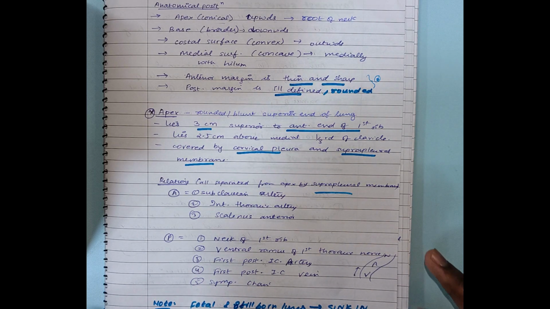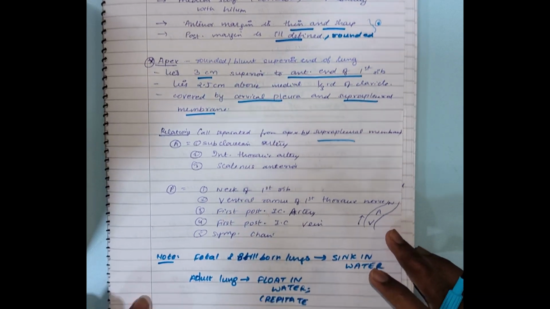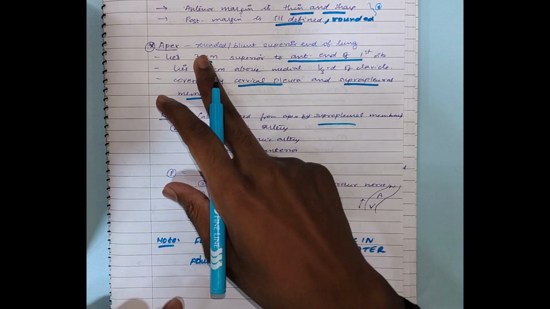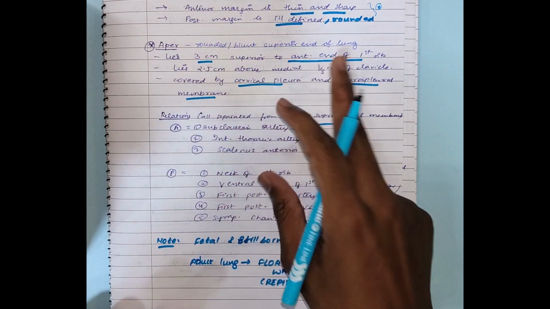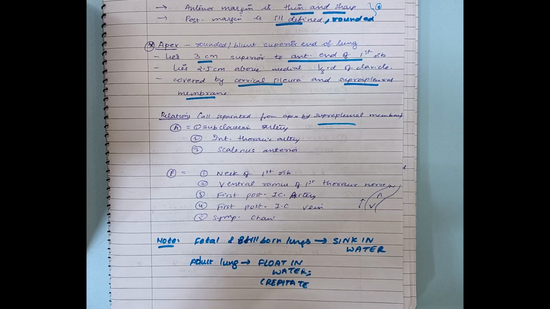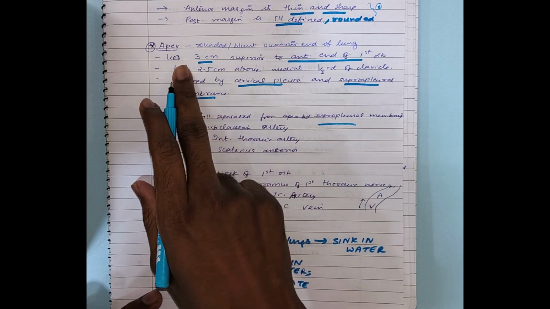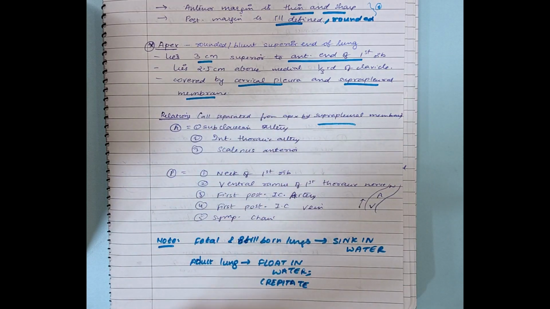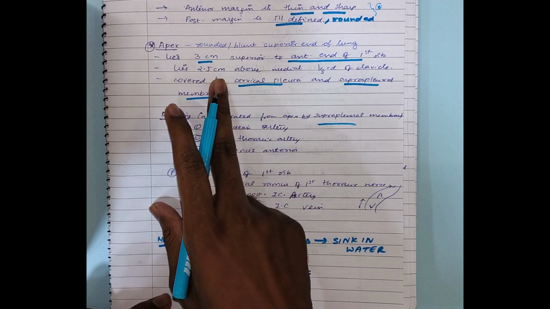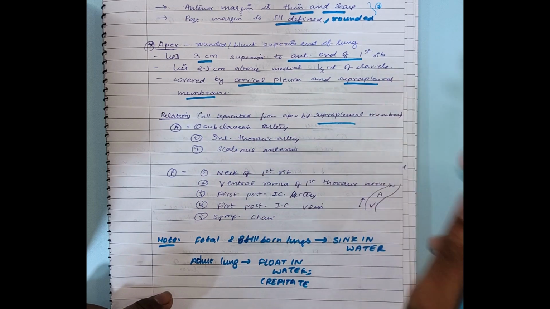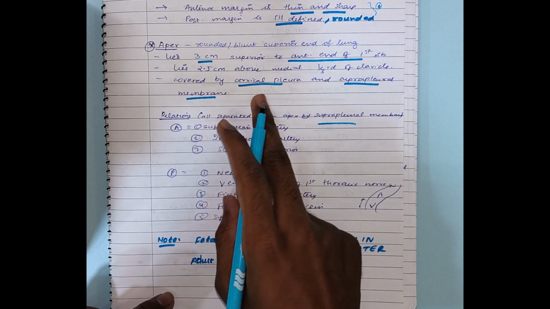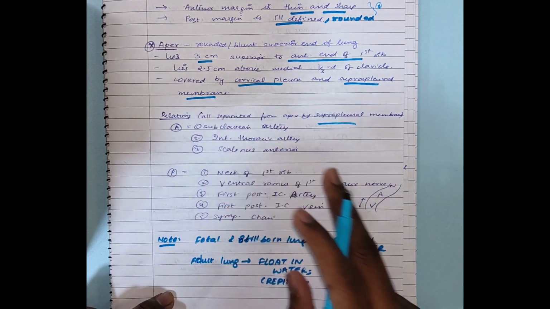Now if we talk about the individual parts, we have the apex. Apex is basically the rounded, blunt, superior end of the lung. It extends up to the root of the lung. You can remember a few measurements if you want, such as it lies 3 cm superior to the anterior end of the first rib, and it lies 2.5 cm above the medial 1/3 of the clavicle. It is covered by cervical pleura and suprapleural membrane.